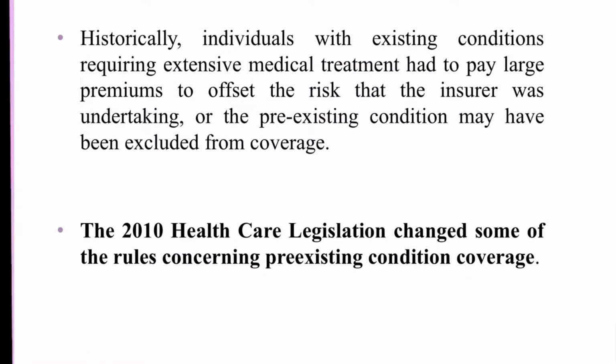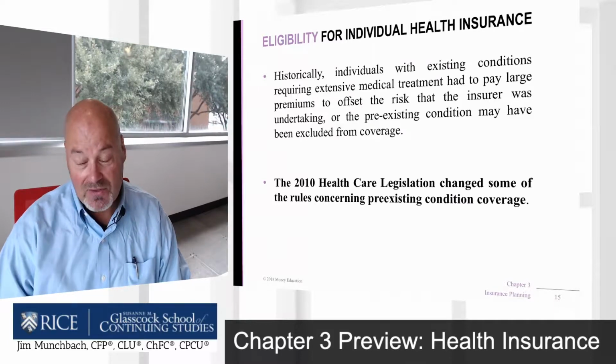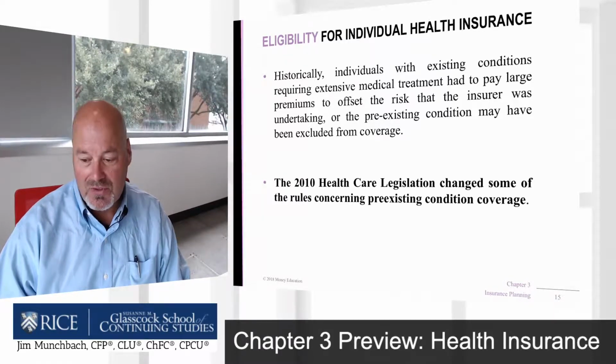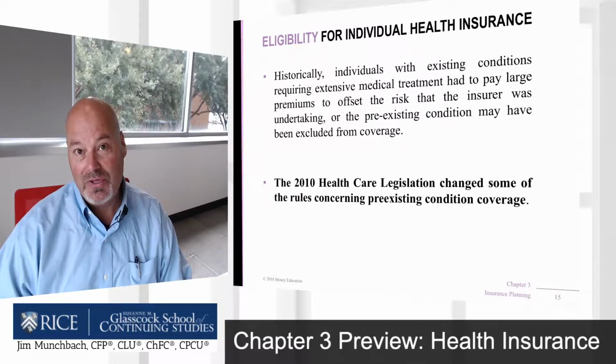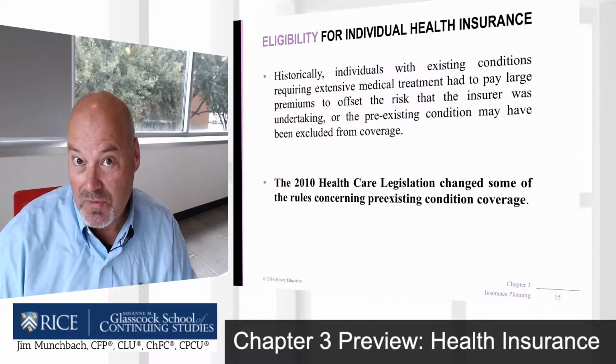So eligibility, some more issues we'll need to be focusing on. The 2010 healthcare legislation changed some of the rules concerning pre-existing condition coverage, which helped a lot of people. This was one of the things that I think Congress got right. They had good intentions, obviously, all along. You could question whether or not the bill and the actual act itself is working, but there were some things that were done that were very helpful for consumers.